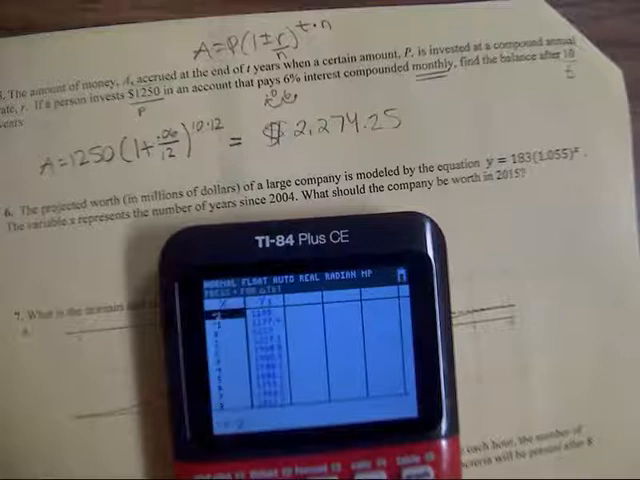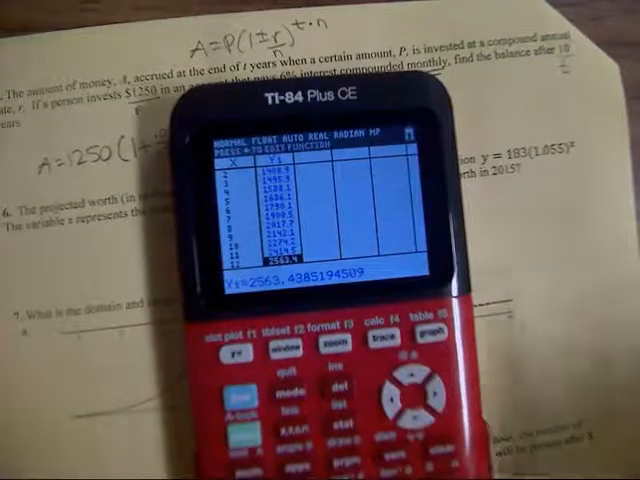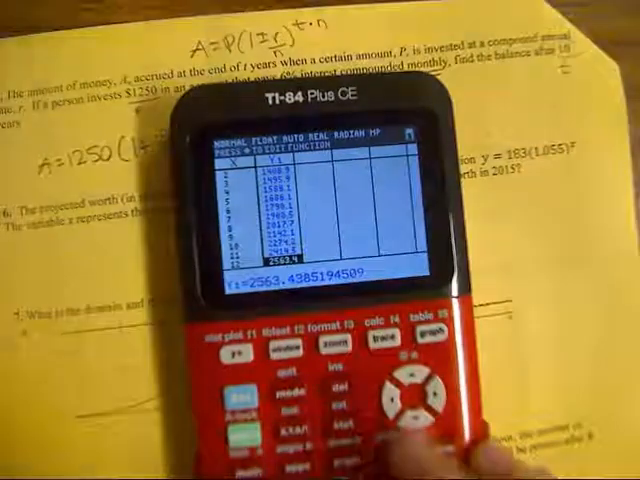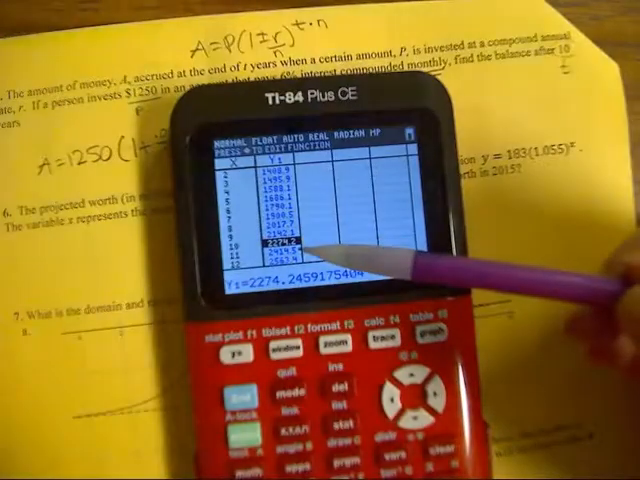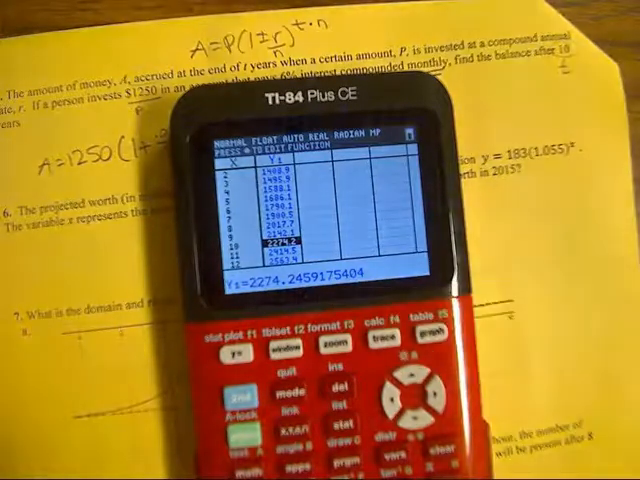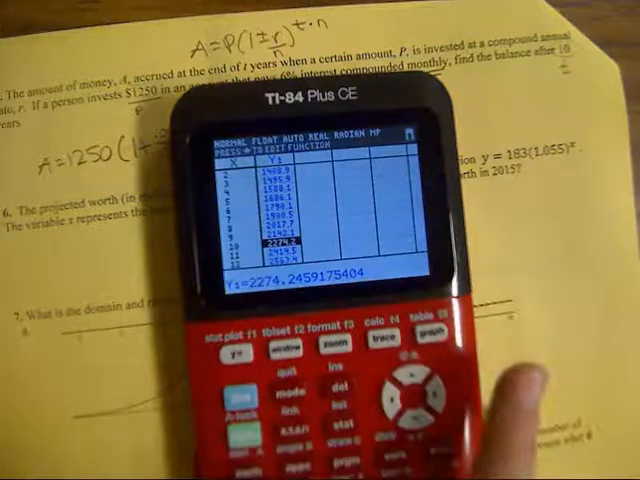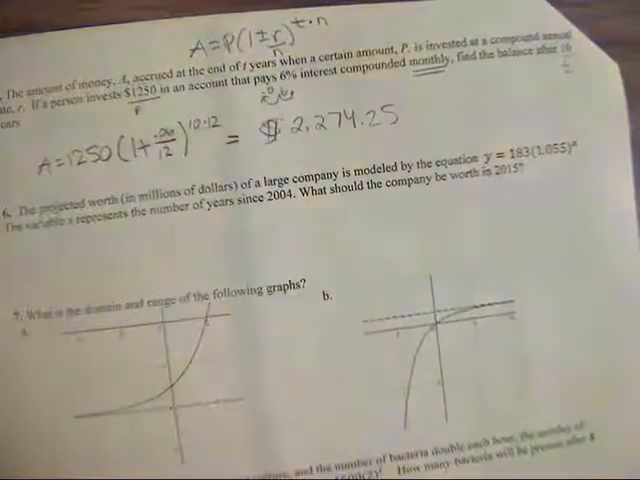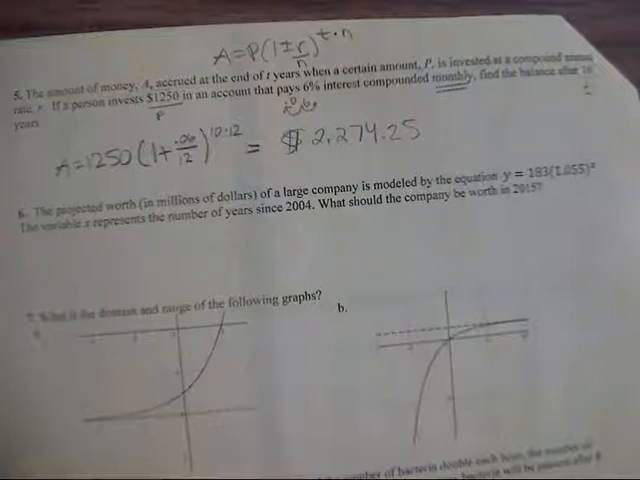And then you could have gone to your table. This is all the years, and you could have looked at year 10, which gives us that same amount, the 2,274 and 25 cents. All right. So that's the first section. The next video will go on to the next section of the test review.